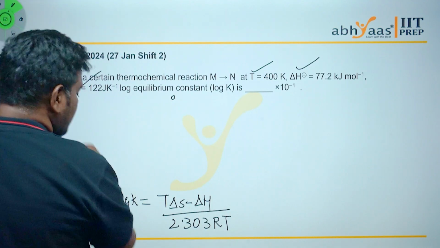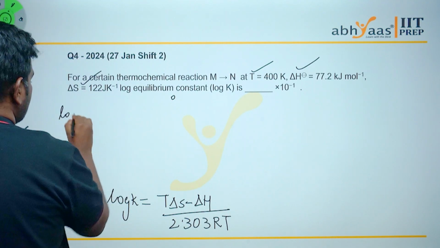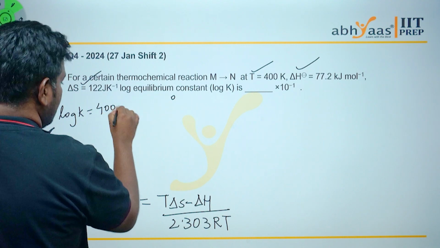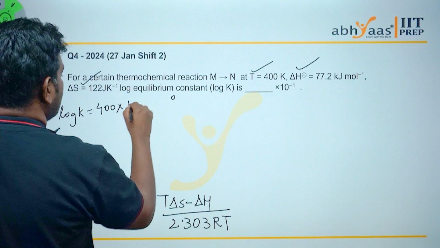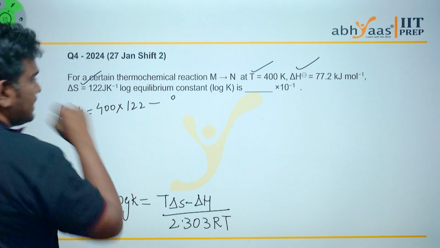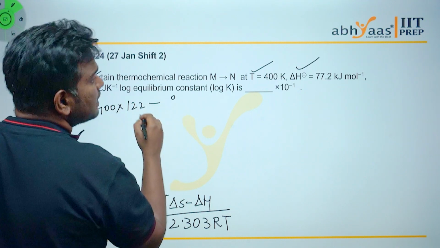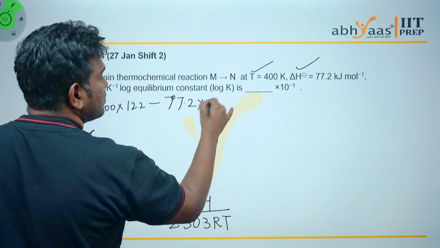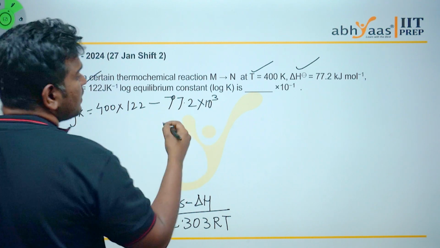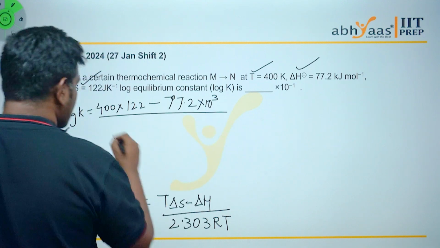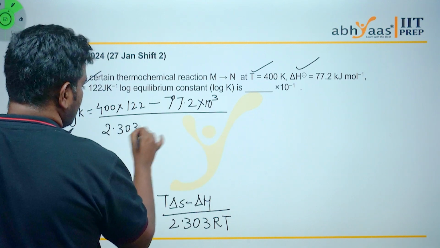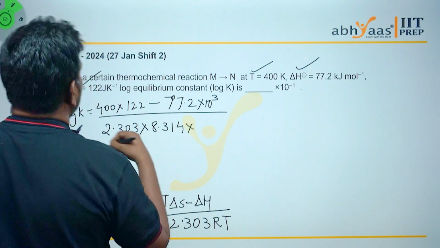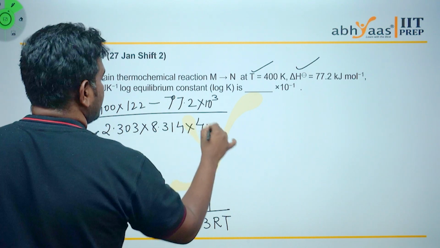So here you know what is T value. Log K is equal to, what is T value? 400 into delta S 122 minus delta H. Delta H value is given in kilojoule. So we have to do 77.2 into 10 raised to 3 because other quantities are given in joule, divided by 2.303 into R 8.314 into the temperature. What is that? 400, right?